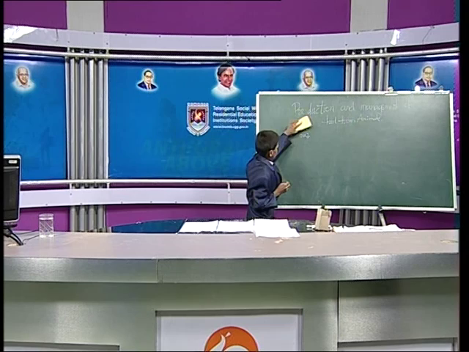In our daily life, you have seen, friends, that we rear so many animals for different purposes. For example, hen is reared for eggs and meat, buffalo is reared for milk, cow is reared for milk, goat is reared for meat, and sheep is reared for meat. Is it correct? Yes, it is absolutely correct.